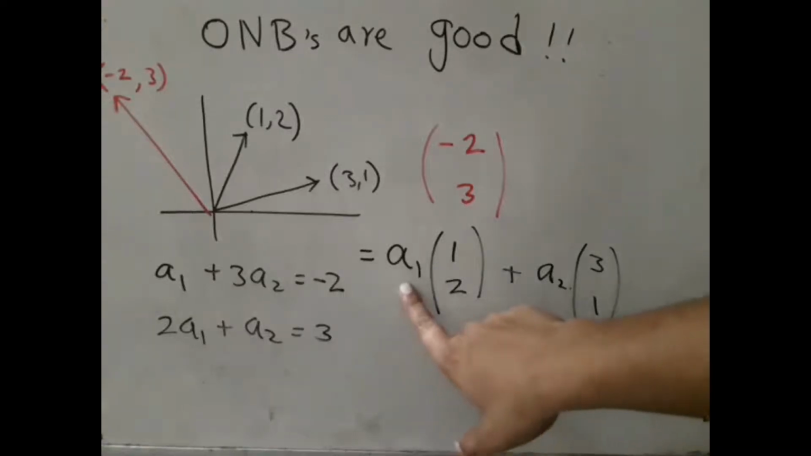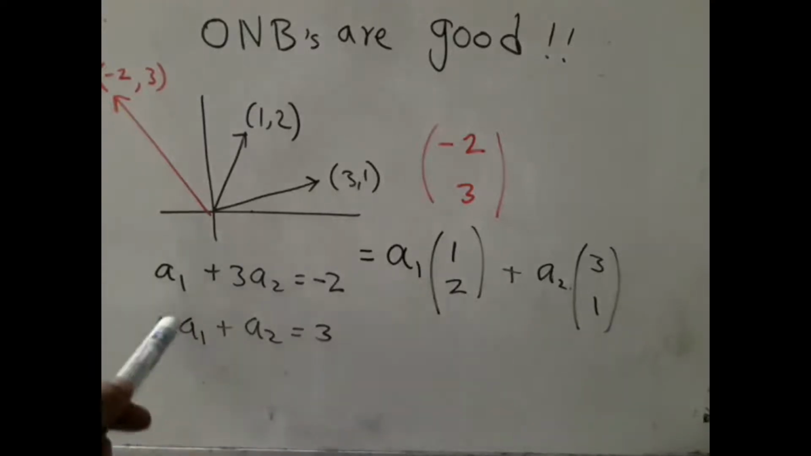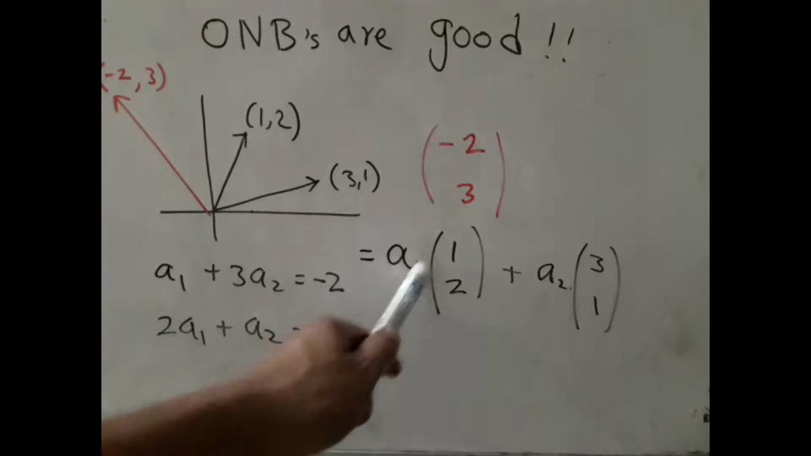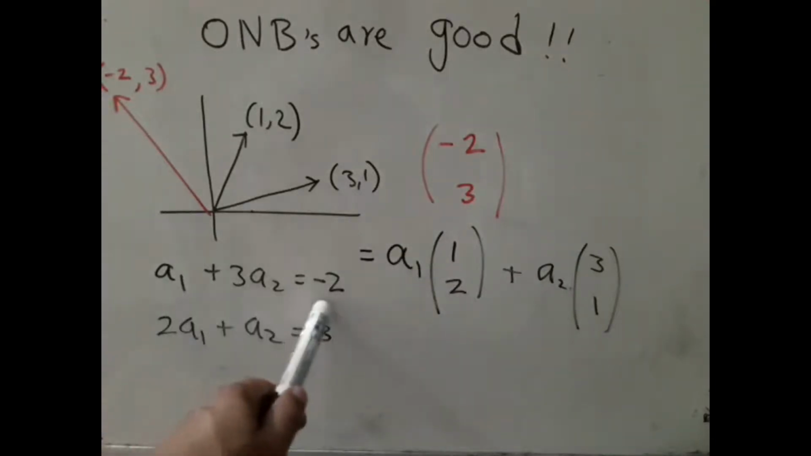I should be able to find scalars A1 and A2 such that this holds. How do I find it out? The only way that seems to be available is just writing it out as a system of equations. There are two equations in two unknowns. A1 into 1 plus 3A2 equal to minus 2, and similarly this equation. So solving two equations in two unknowns is the only way that will enable you to find the coefficients in general.